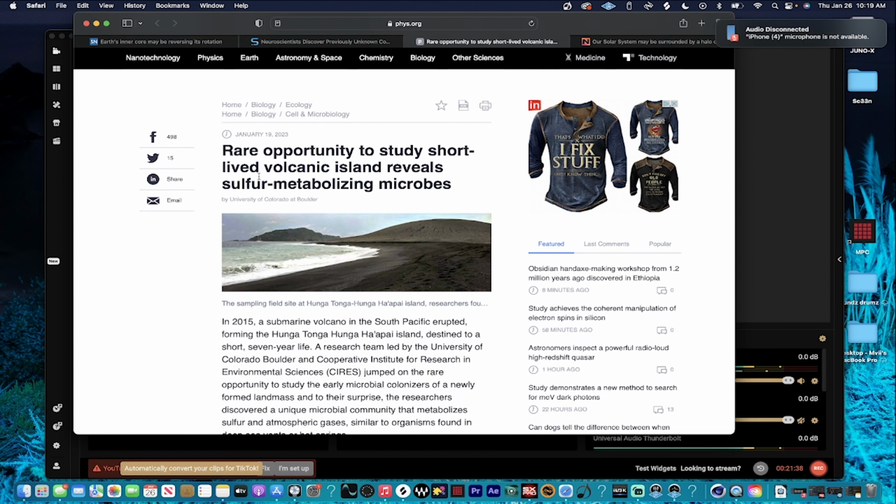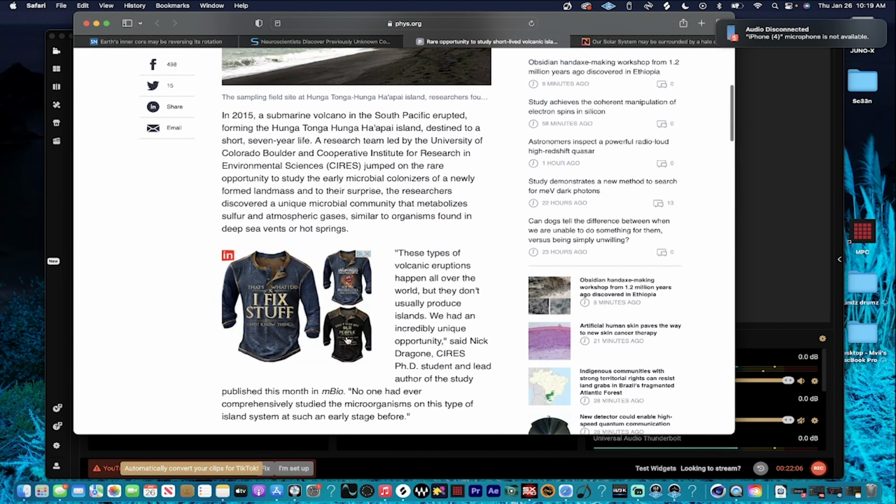We're gonna talk about a rare opportunity to study a short-lived volcanic island, what the heck? Rare opportunity to study short-lived volcanic island reveals sulfur metabolizing microbes. Maybe I'm tripping. I had a little something, I'm sorry.